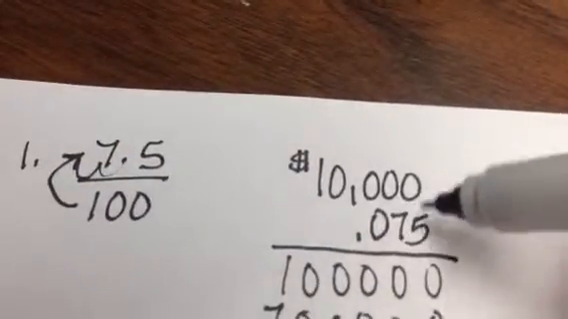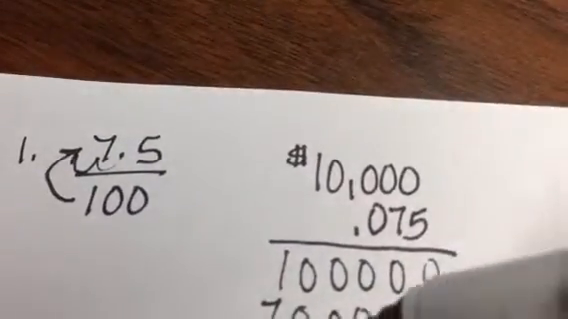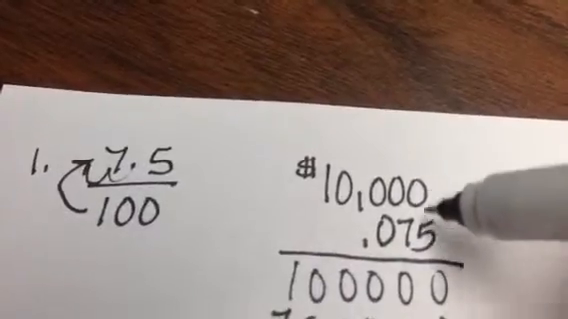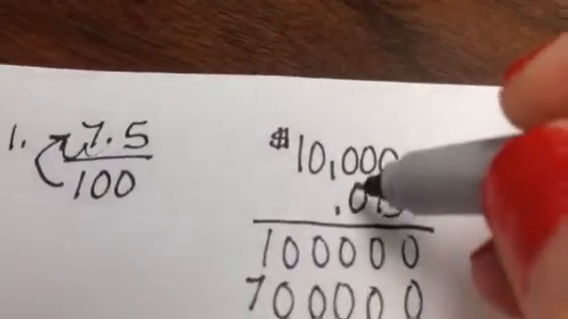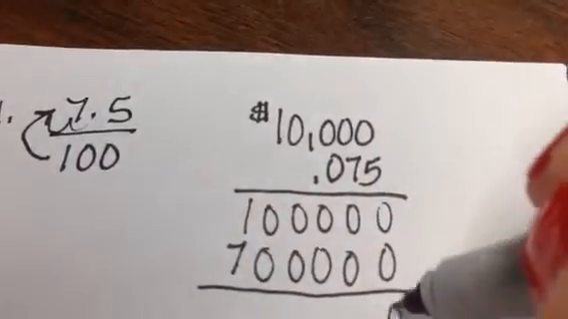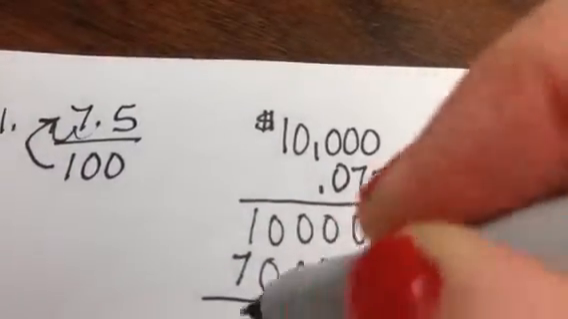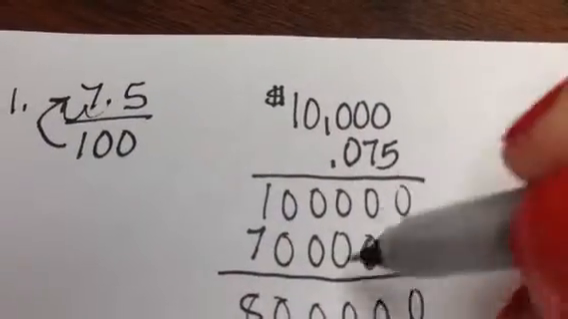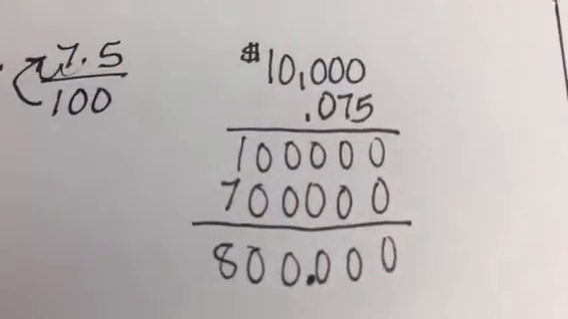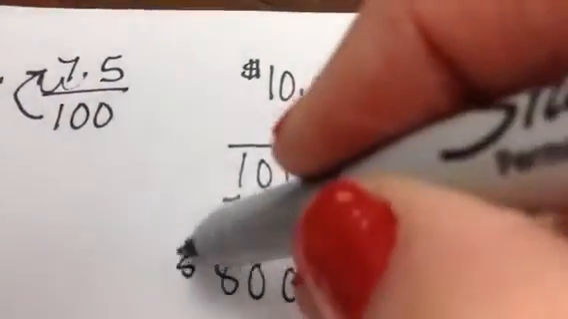Did I do that right? Wait. 1, 2, 3, 4. 1, 2, 3, 4, 5. Yep. All right. We don't have to multiply that 0 because it's just a 0, right? 0, 0, 0, 0, 0, 8. So I get 800 because I'm going to go in 3 places. Is that my answer? No, that is not my answer.